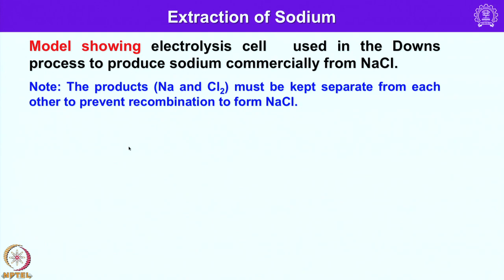And I am showing you the model representing the electrolysis cell used in the Down's process to produce sodium commercially from sodium chloride. And the one thing one should remember is the products sodium and chlorine must be kept separate from each other to prevent recombination to form again sodium chloride.